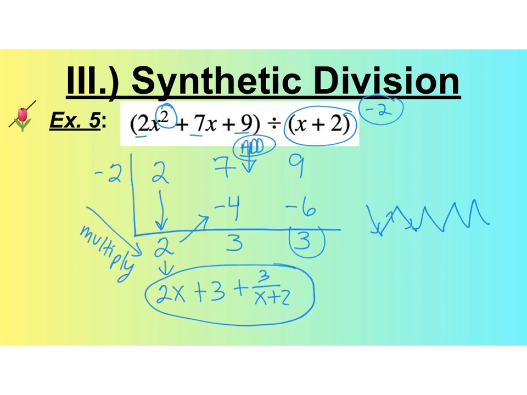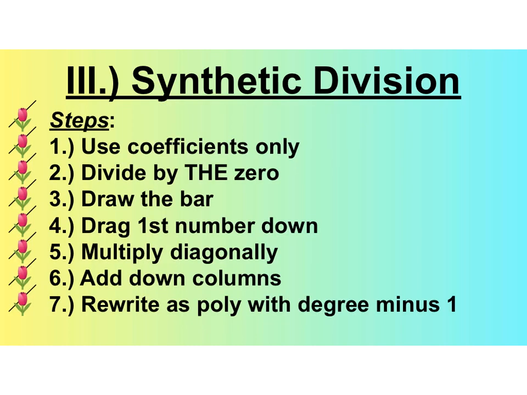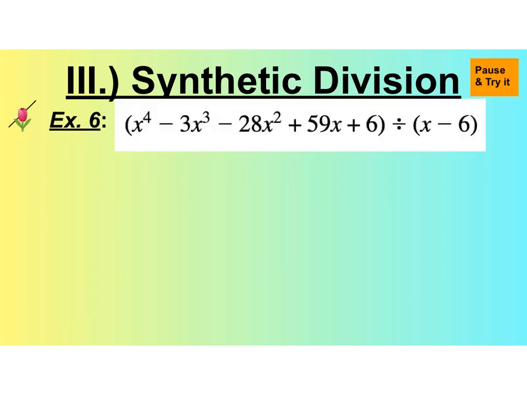Once you get the hang of it with the setup and then walking through it, it is a little bit quicker than long division. Just be careful, it does not work all of the time. So to go through the steps, you're using the coefficients only. You divide by the zero. You draw the bar. You drag that first number all the way down, multiply diagonally, add down the columns, and then rewrite as a polynomial with a degree one less than what you started with. So pause and give this one a try.